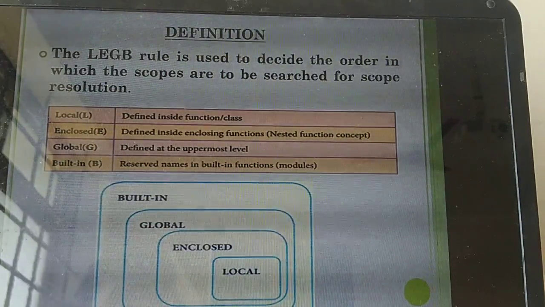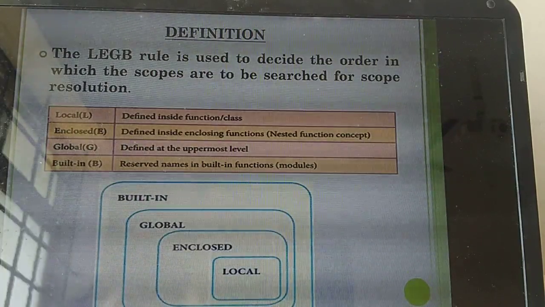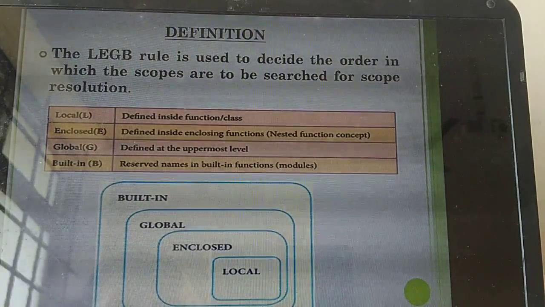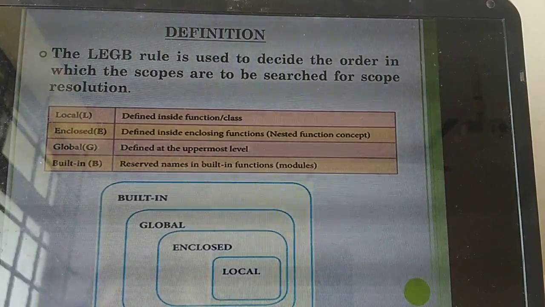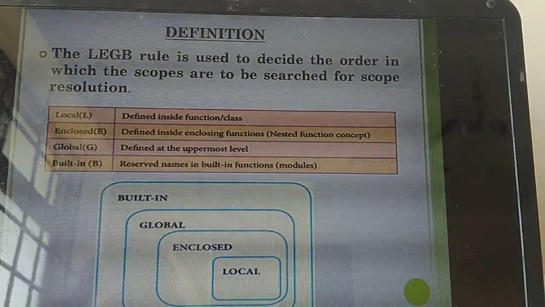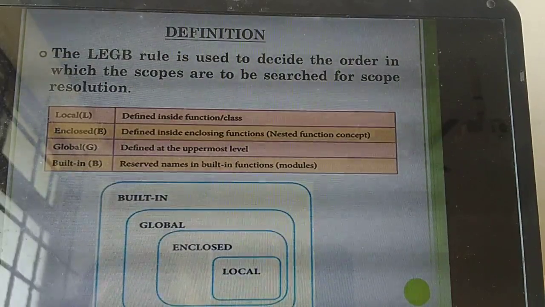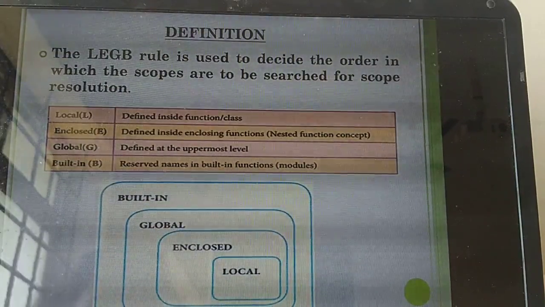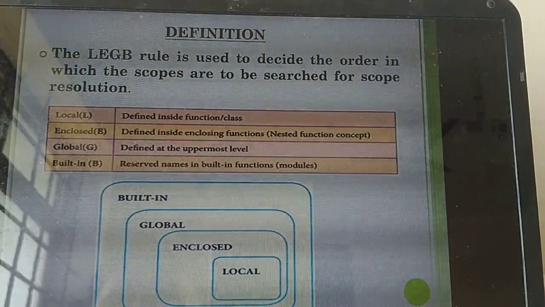Next one is built-in. Built-in means the name itself is already built in. Whether you are working with C, C++, Java or Python, each program has some built-in modules. While you are installing the software itself, some built-in functions or modules are there. That is called built-in. So what do you mean by LEGB? Local, enclosed, global and built-in.